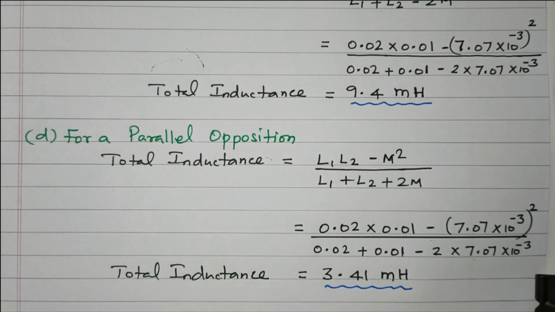So in this problem the L1, L2 and K values are given. From that we calculated the mutual inductance. Then we calculated the total inductance for four combinations: series adding, series opposition, parallel adding, and parallel opposition.